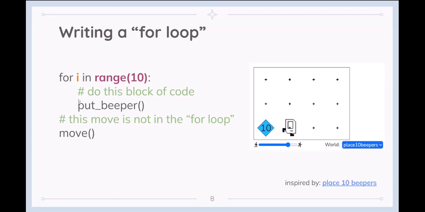Make sure you're indenting correctly. So you have an indent after the for loop to show that, hey, this is the block of code I want to do. And make sure that you have the colon as well. For while loops, there also needs to be a colon too.